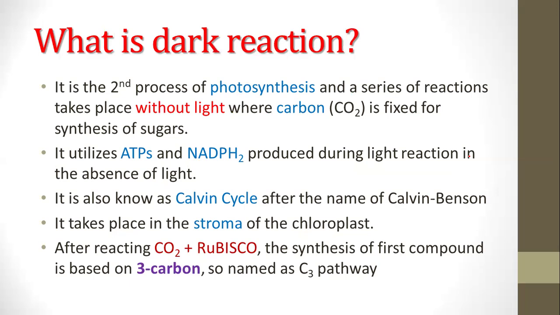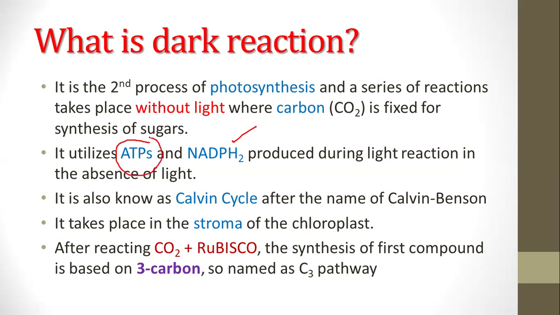As we have seen, the first process of photosynthesis is known as the light reaction. However, when the light reaction is completed, the second reaction of photosynthesis, known as the dark reaction or the Calvin cycle, is started, in which carbon dioxide is fixed for the synthesis of different types of biomolecules. It utilizes ATPs and NADPH produced during the light reaction, in the absence of light.